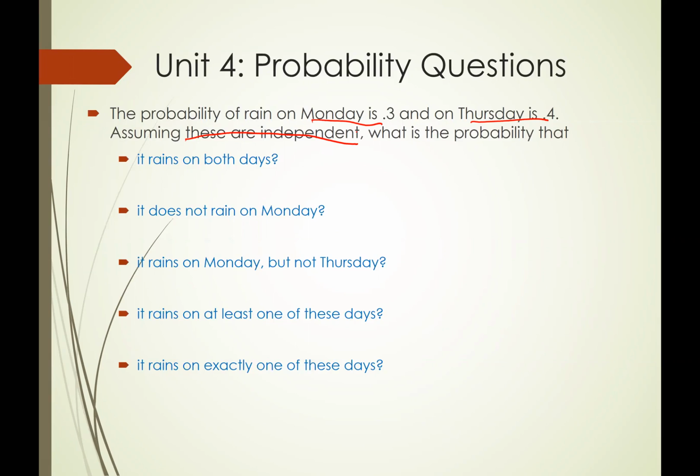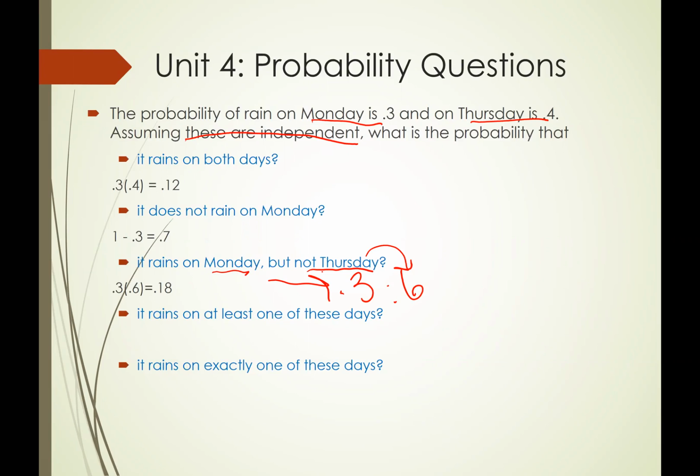So since they're independent, I just do Monday times Thursday. It does not rain on Monday. It's going to be 1 minus 0.3. It rains on Monday, but not Thursday. So I need yes Monday. So Monday is 0.3. And no Thursday. So it's going to be times 0.6 for the no Thursday.